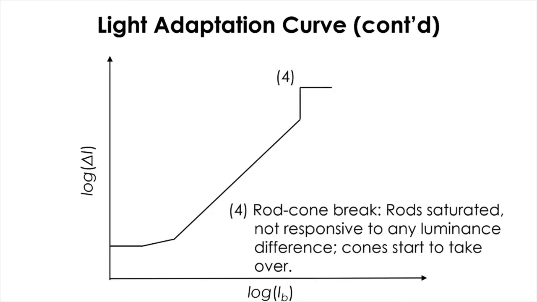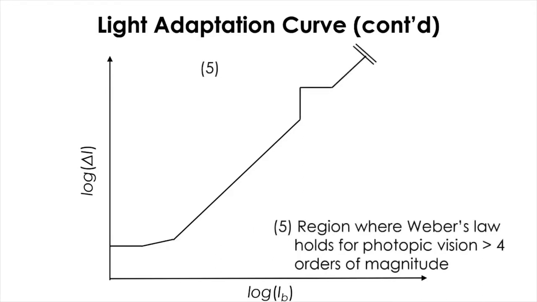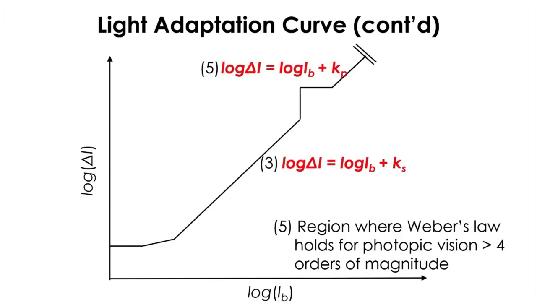Okay, so now we're moving on to section 4, where the rods are saturated and not responsive anymore to any luminance difference because they are completely overwhelmed by the brightness of the background. In section 5, we're entering the photopic system, which now takes over, and we see another region where the log increment threshold rises again as a function of log background luminance with a unit slope. So what you need to take away from this graph is that sections 3 and 5 are the regions where log increment threshold increases as a function of log background luminance with a unit slope. These are the regions where Weber's law holds.